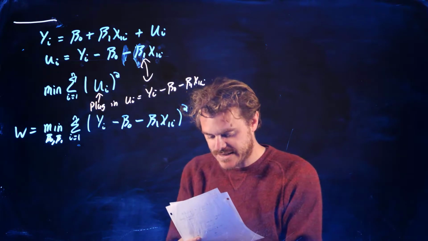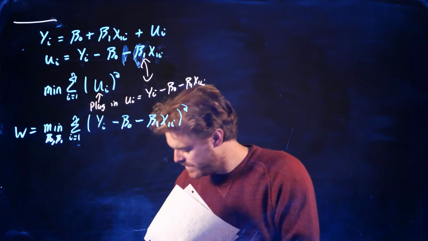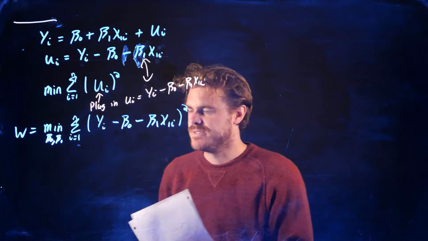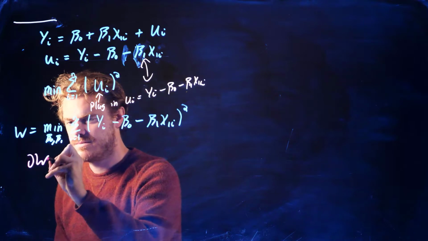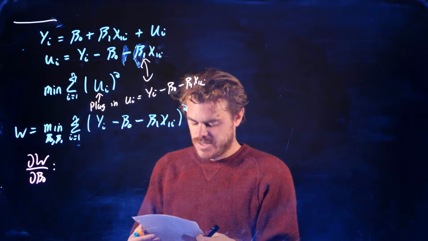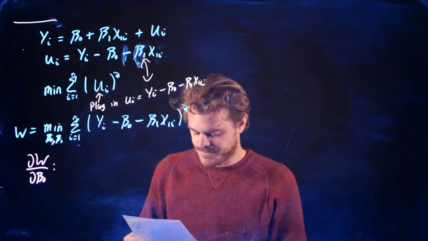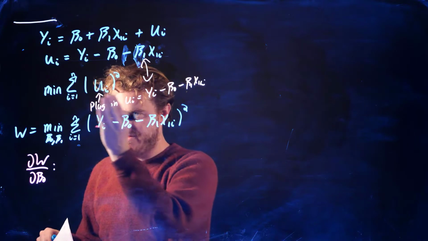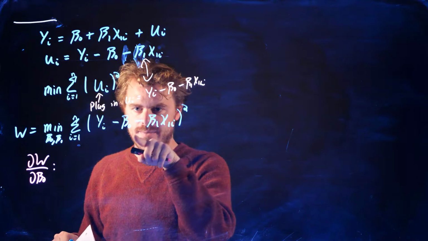Well, when in doubt, we take the derivative, right? So we have two derivatives to take here, one with respect to each of them. Let's use a different color. Okay, so let's take the derivative with respect to beta 0 and then the derivative with respect to beta 1. We're trying to minimize this, so we're going to take the derivative and set it equal to 0. So let's take the derivative of this function with respect to beta 0.